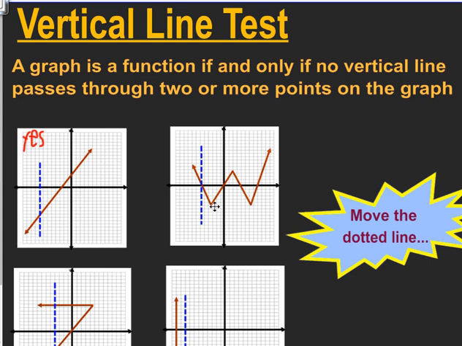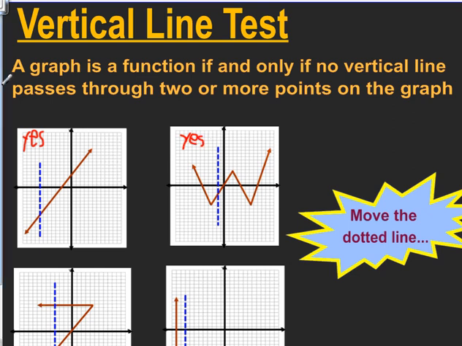All right, so this one's the exact same way. No points appear more than once on my vertical line. Only one point here, one point here, one point here. So this is also considered a function.